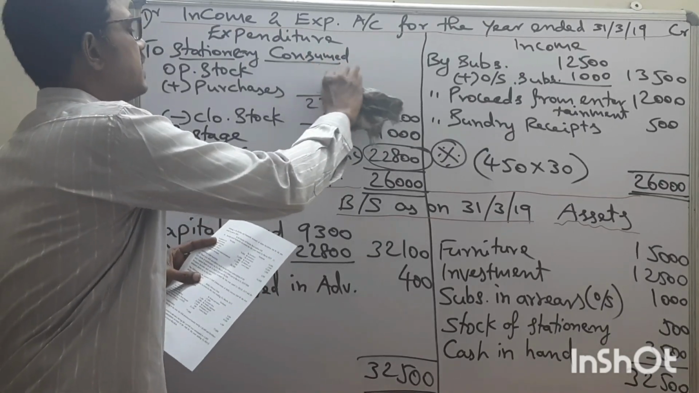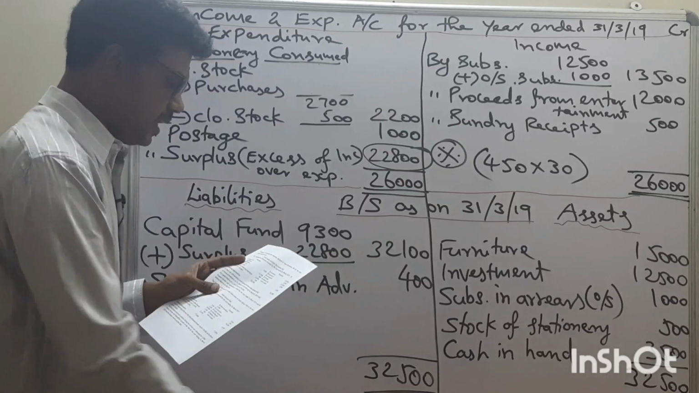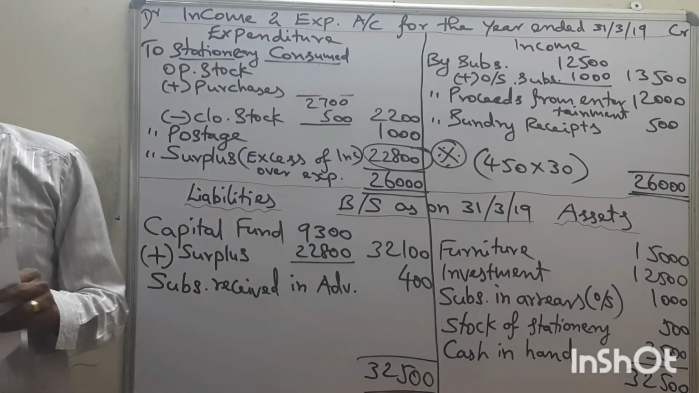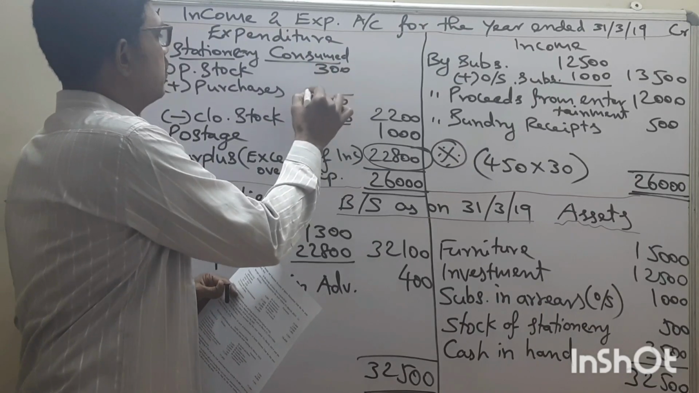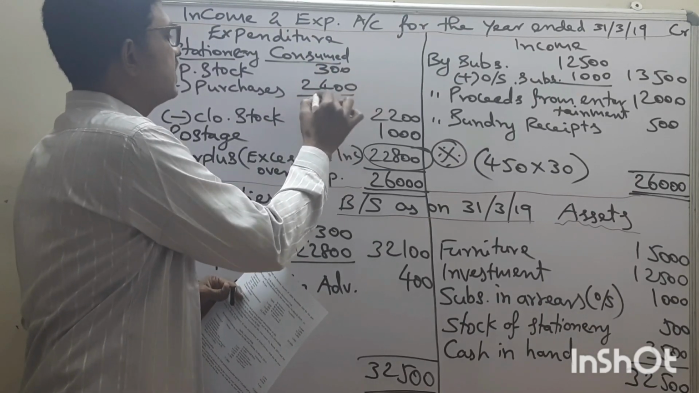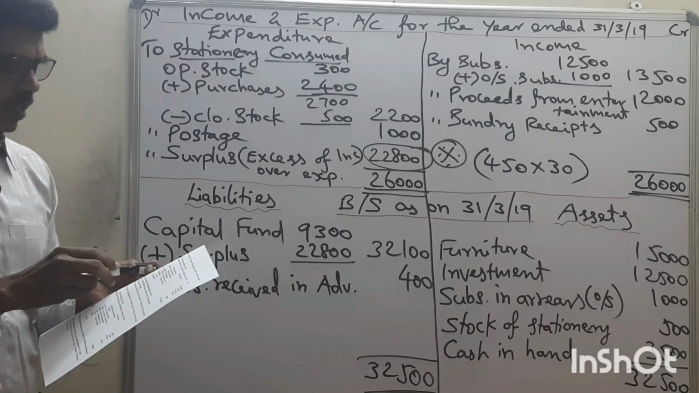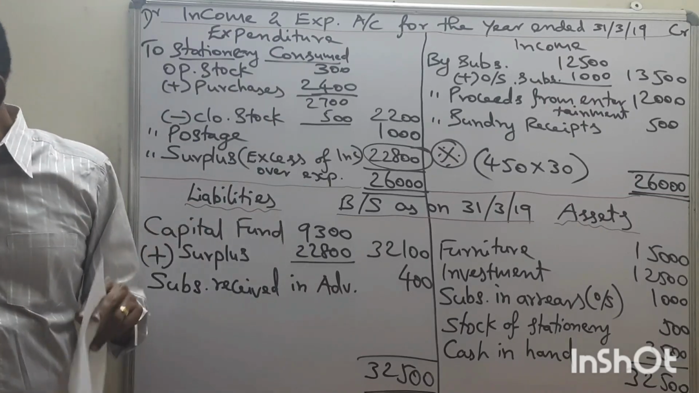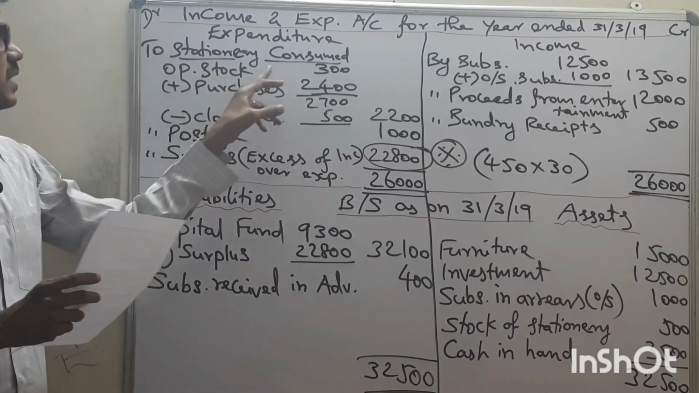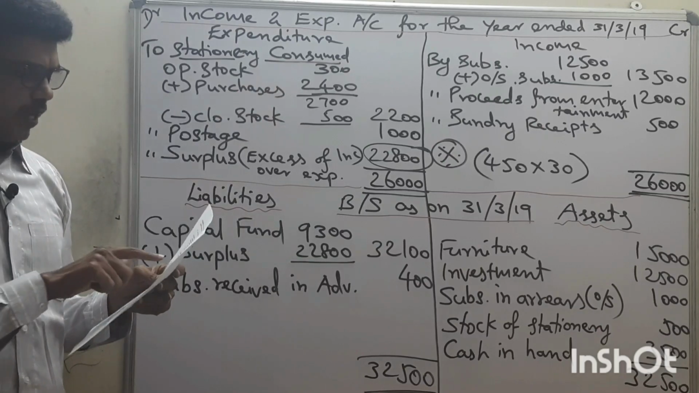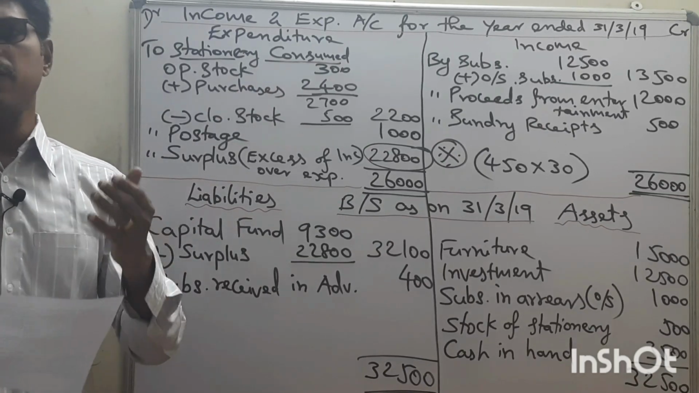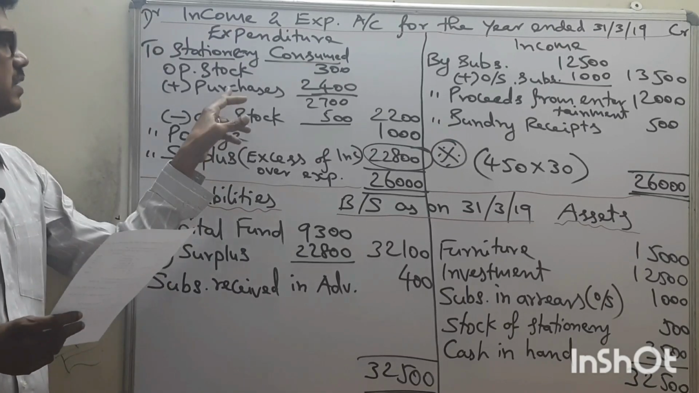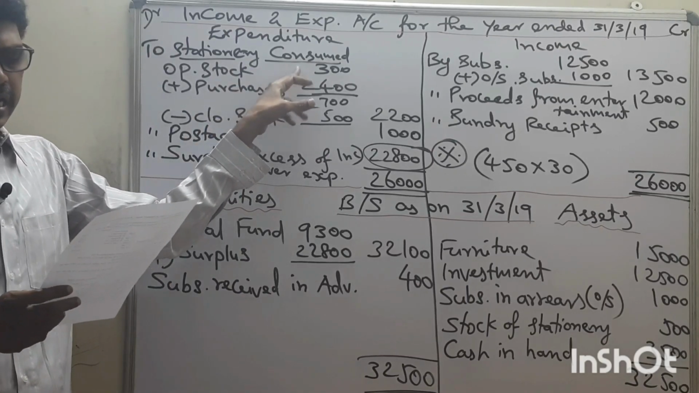Opening stock is 300. Purchases made during the year is 2400. Opening stock of stationery is 300. This is given in the additional information. Opening stock on 31st March 2018 means the previous year's closing stock will become the opening stock for the current year. Opening stock of stationery is 300.